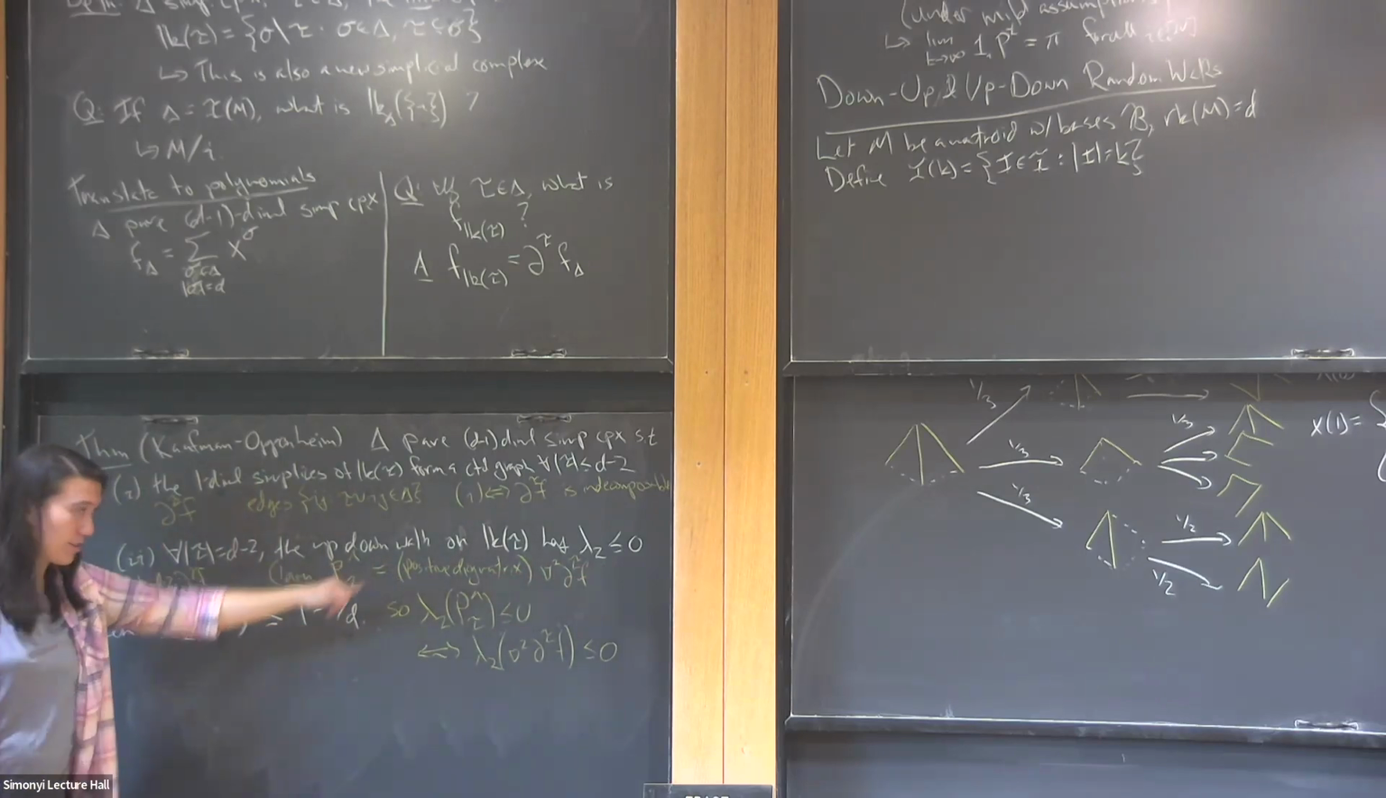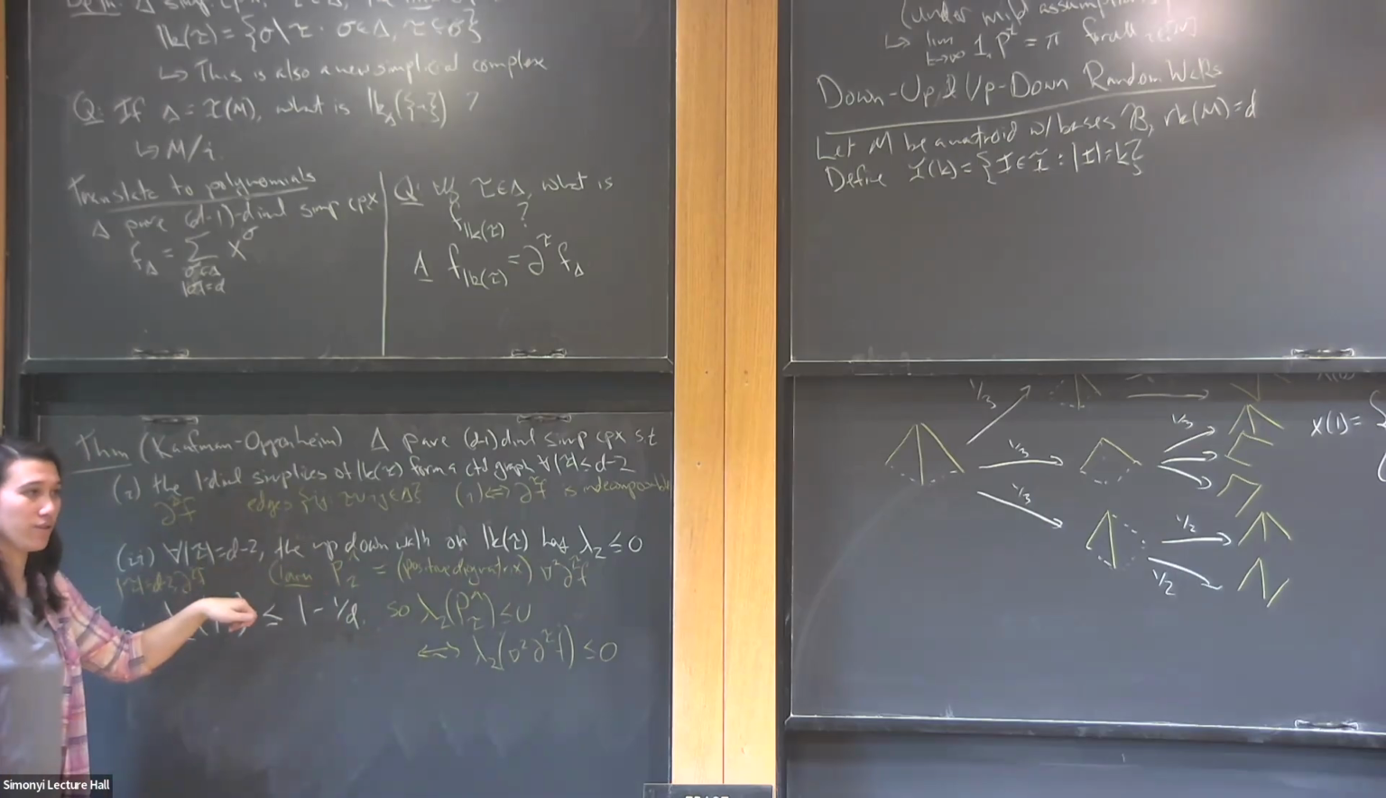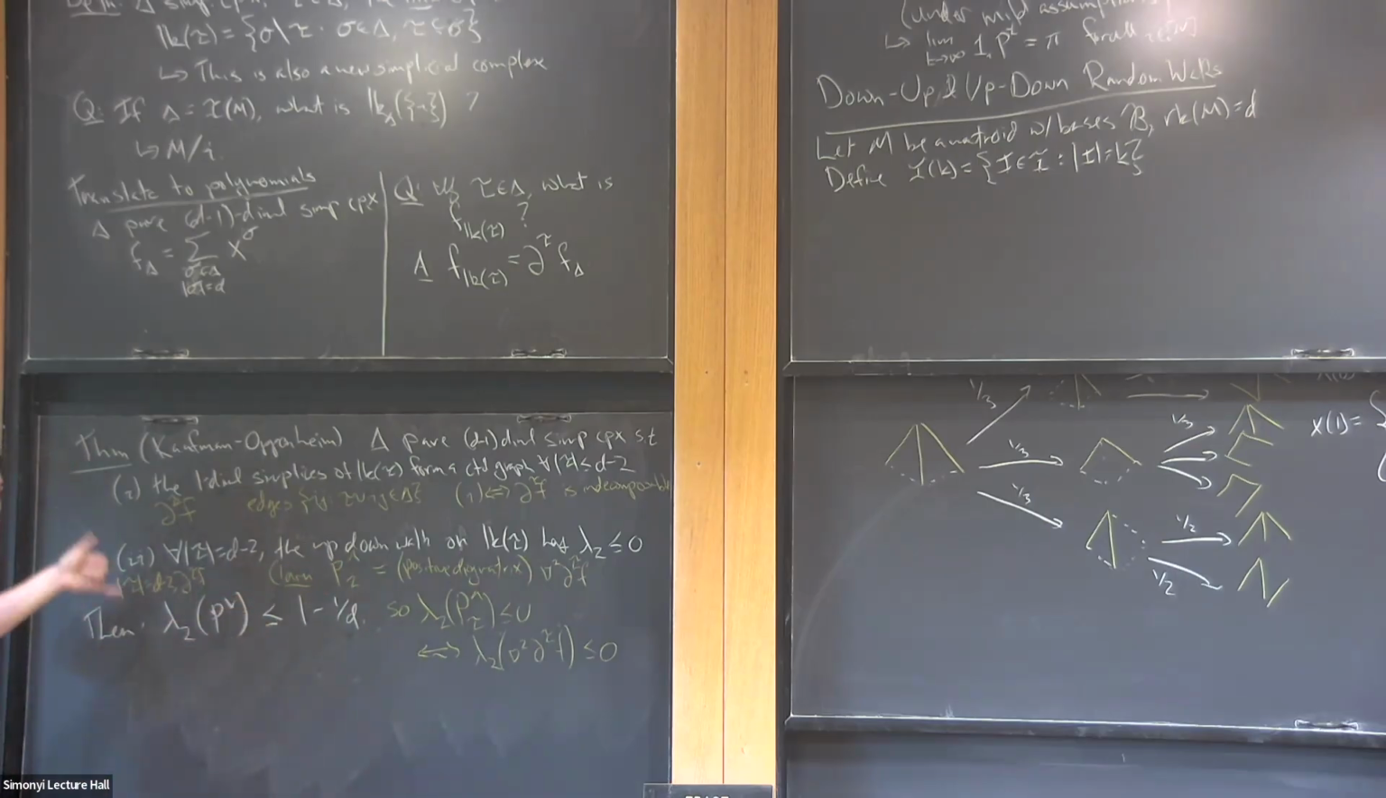So there's a pretty big gap between the lambda 2s, which is maybe why this is a surprising result. What's this? Sorry.